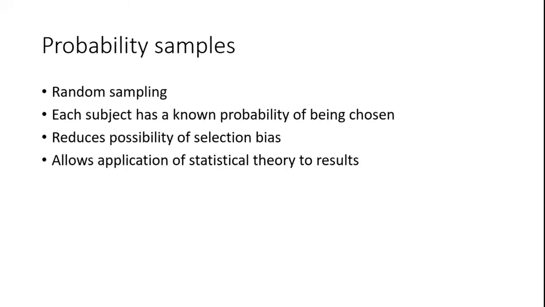Then probability samples. Now here each subject has a known probability. So selection bias is reduced. The investigator cannot decide who is going to be selected.